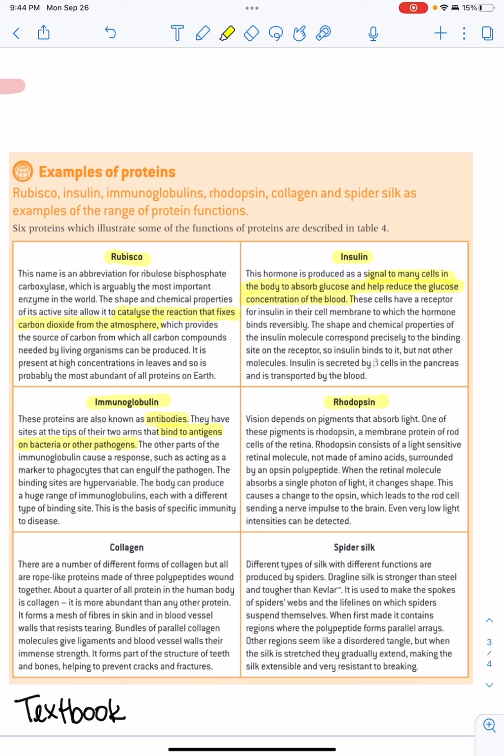Rhodopsin is a pigment that absorbs light, and it detects light intensity. It leads to the rod cells sending a nerve impulse to the brain. It's a membrane protein of rod cells of the retina, so it's in your eyes. It's a pigment that detects light intensities.